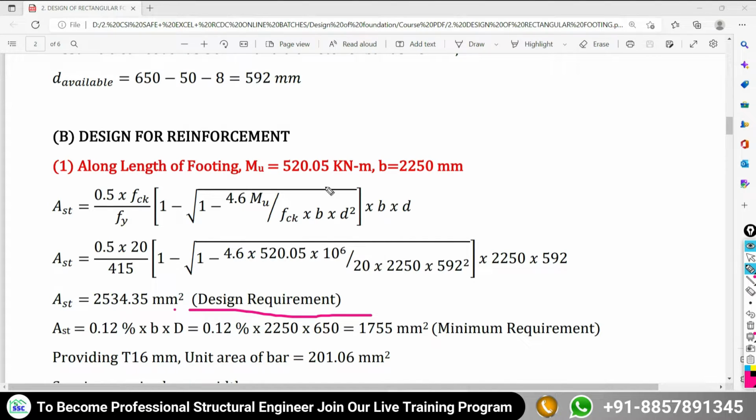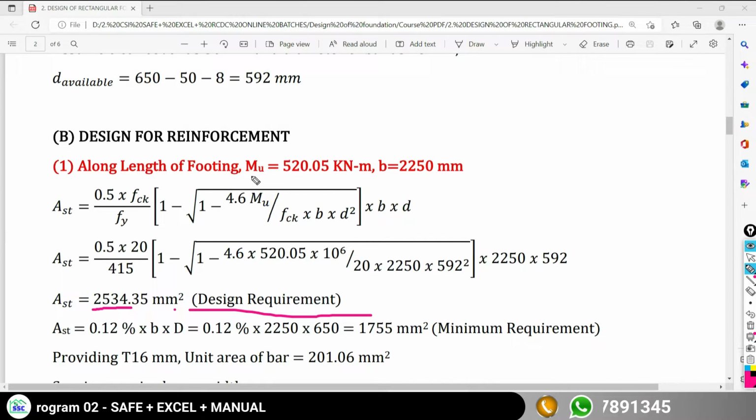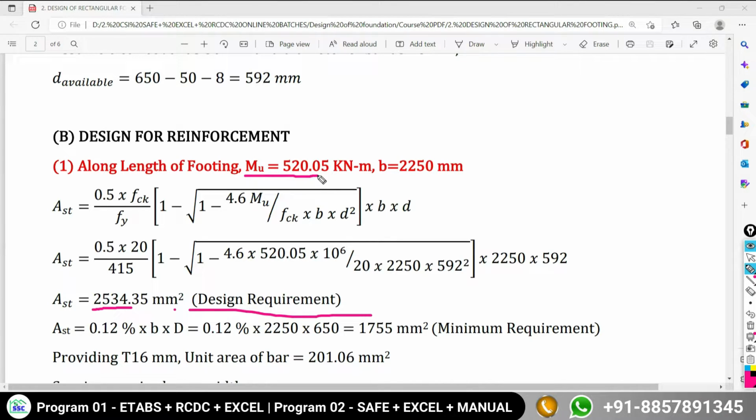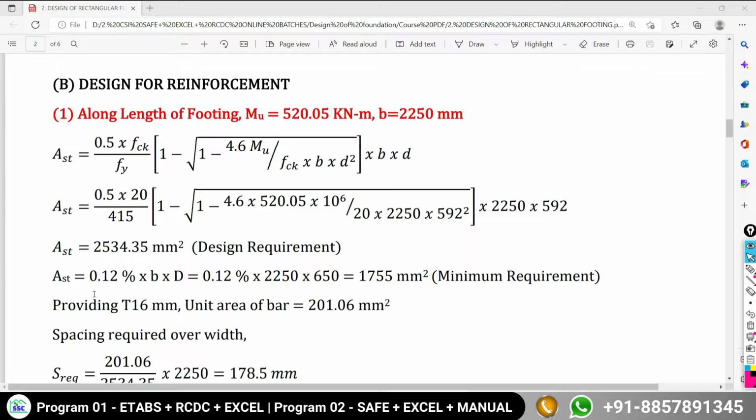It is the design requirement, because we are getting this value of the reinforcement in respect of your calculated moment. That's why we are going to call it the design requirement. Second, you need to understand how much the minimum area of reinforcement is required as per your codal recommendation.